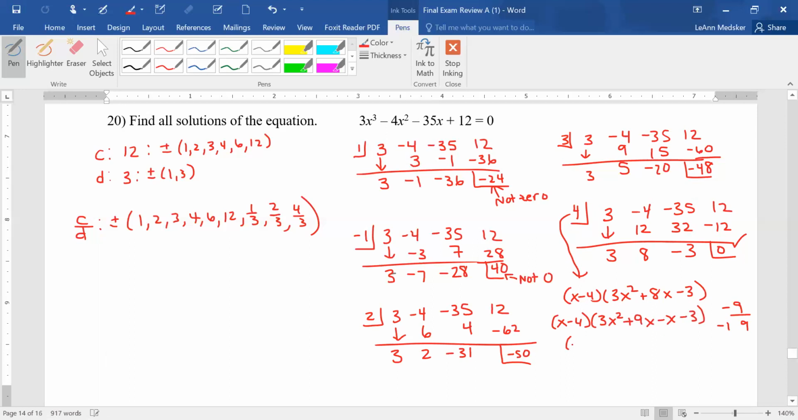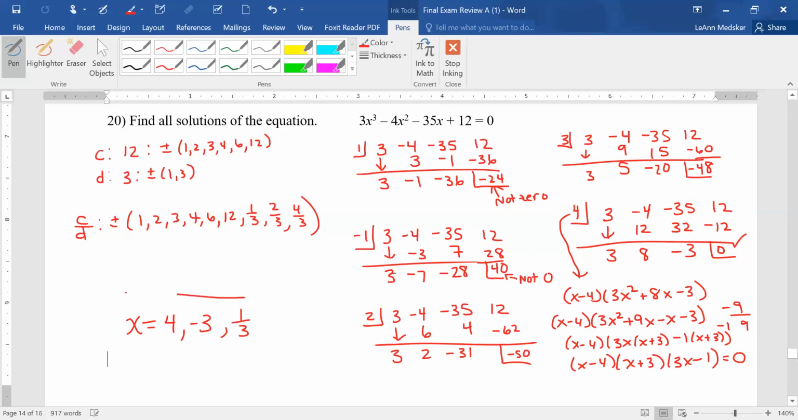So we'll expand this to 4 terms. Pull out the 3x in the first pair. Pull out the negative 1 in the second pair. This is x minus 4, x plus 3, and 3x minus 1. So I now have a completely factored form of my equation, so that's equal to 0 like we were originally. So our solutions are 4, negative 3, and then we have to add 1 and divide by 3, so 1/3.